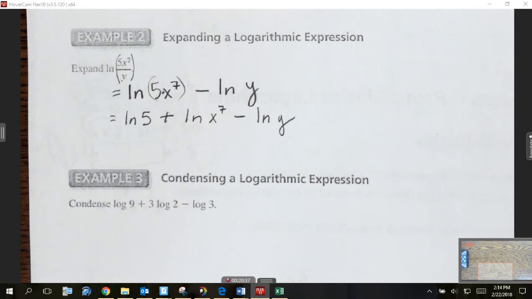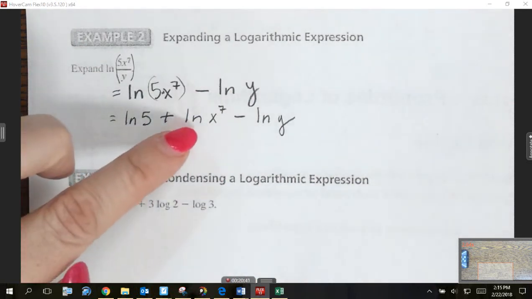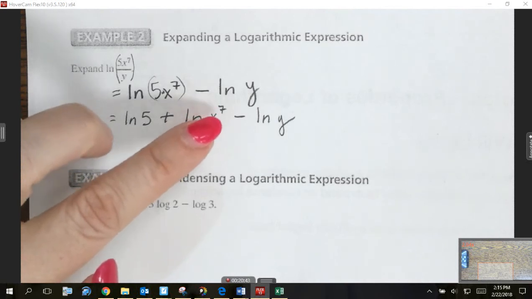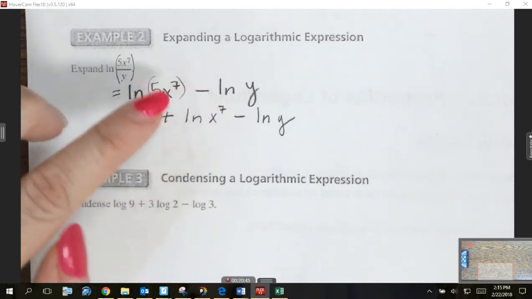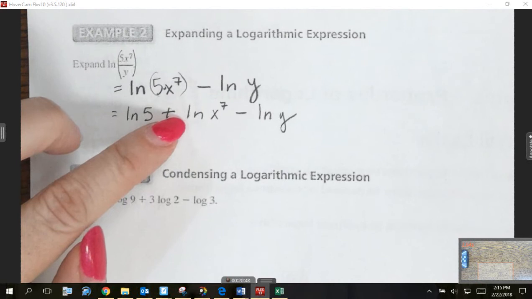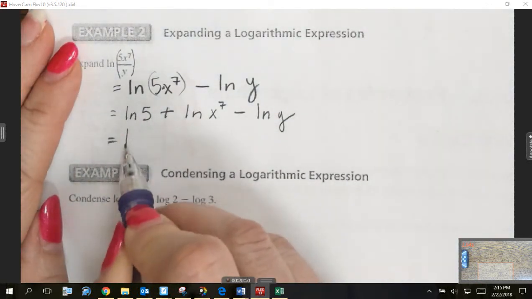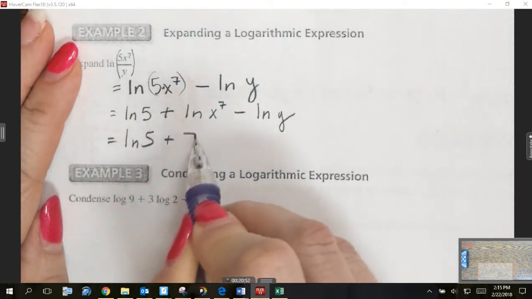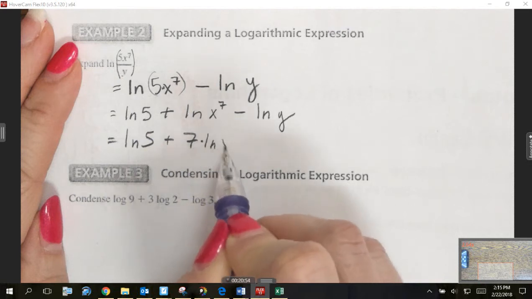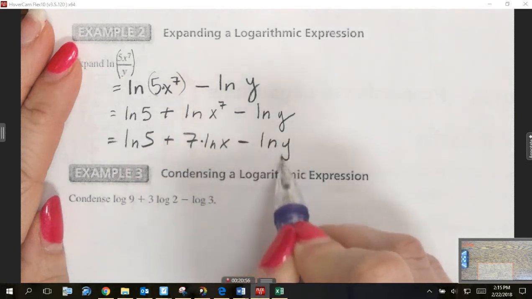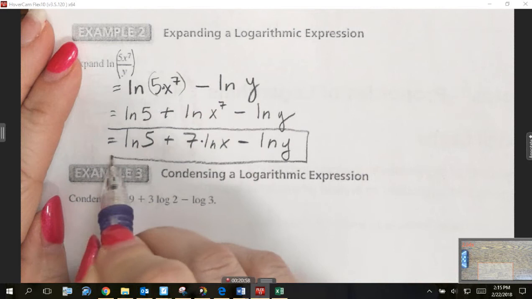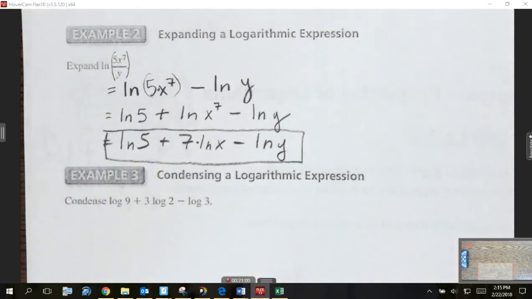The last thing is in the middle term, we have x to the 7th, and that 7 can be put in front of the ln as multiplication. So we have ln 5 plus 7 times ln x minus ln y. We're just using those rules to expand out this expression.